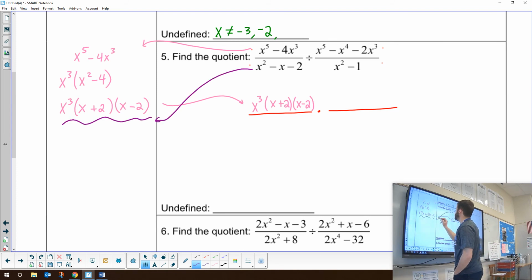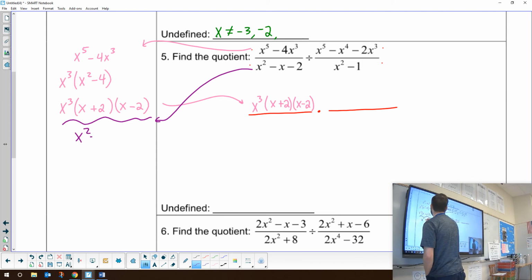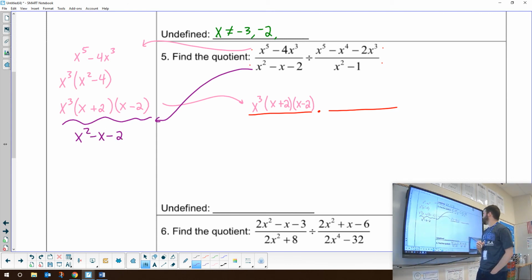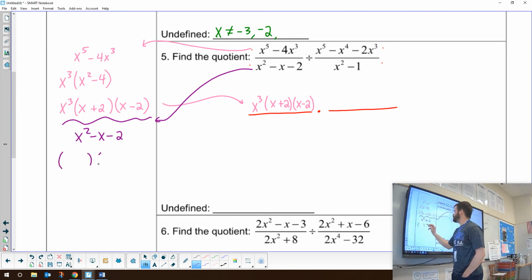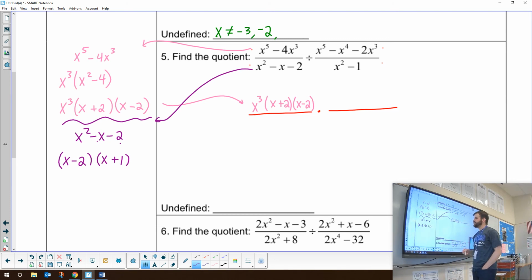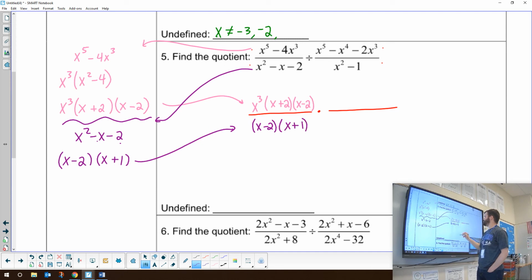Then we need to factor out the bottom of this fraction. So we can come over here, and we have x squared minus x minus 2. And we're going to factor out that guy. So we're going to think, okay, what 2 numbers multiply to equal negative 2 but add to equal negative 1? In this case, it's going to be x minus 2 and x plus 1. So x minus 2 times x plus 1, that's going to go back on the bottom over here.